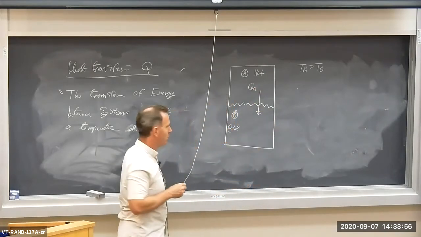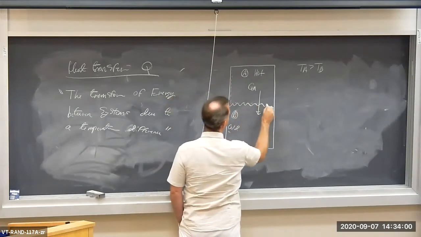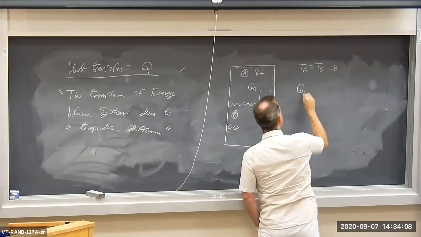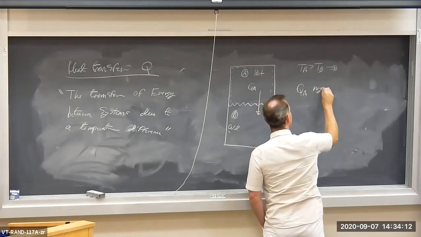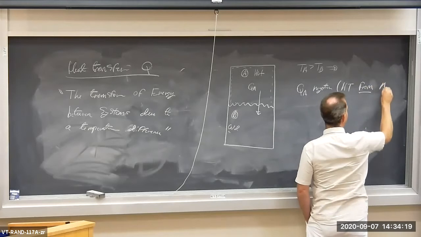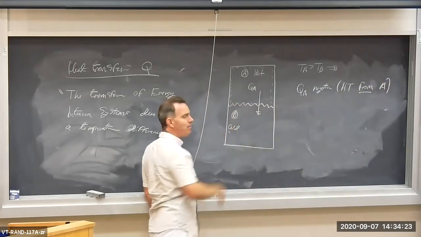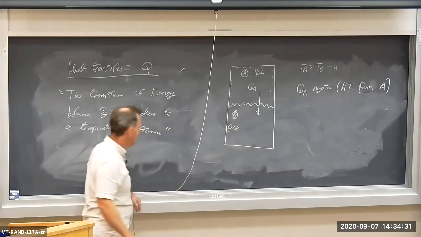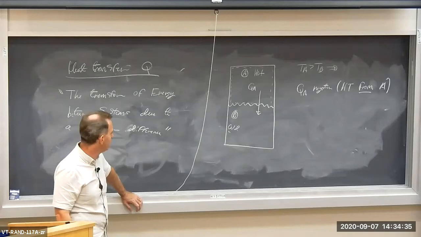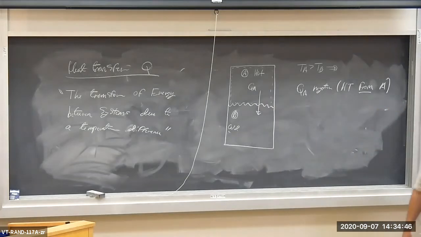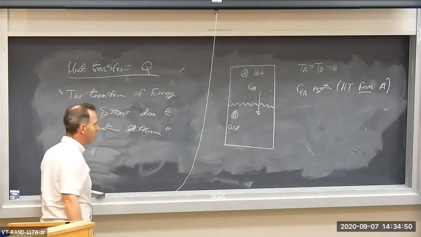And as far as system A is concerned, system A is the hot bar, QA is negative. So we have heat transfer from A. Energy is flowing from A to B because A is hot, okay? So QA, heat transfer to system A, is negative. Heat transfer is positive when it's to the system and negative when it's from the system, okay?